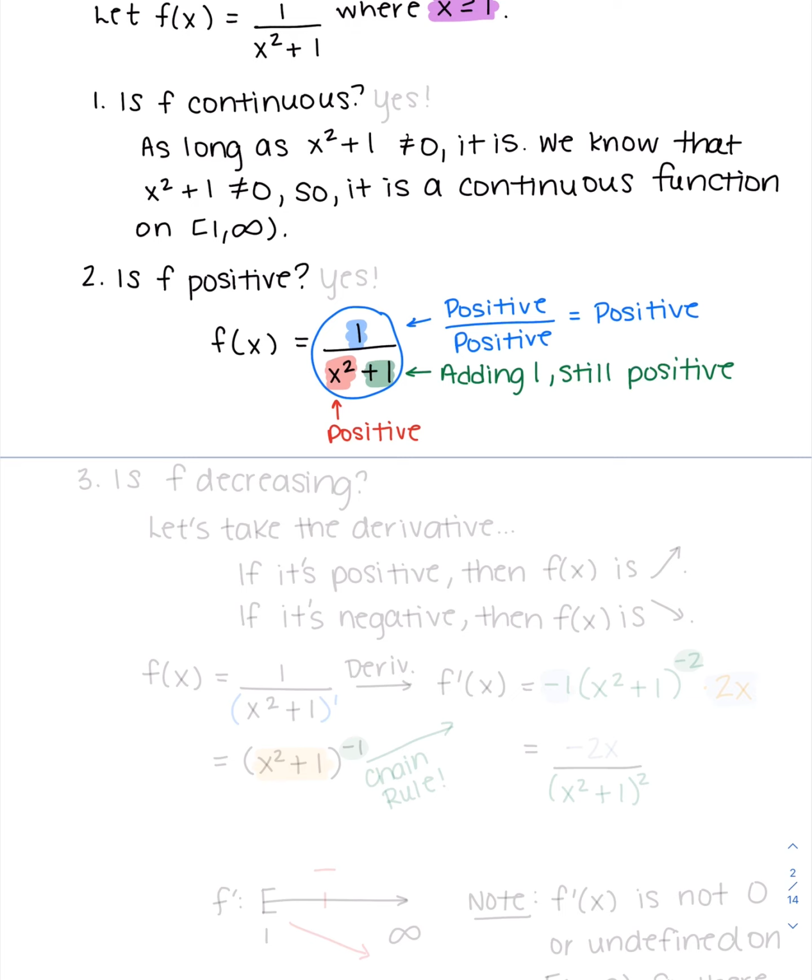So is this function f of x positive? Absolutely, yes. And just like our function was continuous, now the third thing we needed to check, and you don't need to check these in the same order as long as you check all three, is our function decreasing? Is f decreasing? Remember, we learned in calculus that the quickest way to find out if a function was increasing or decreasing was to take its derivative. So let's take the derivative.